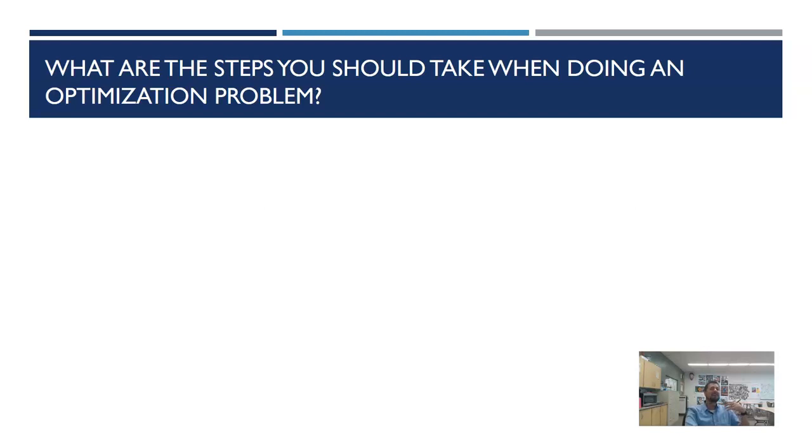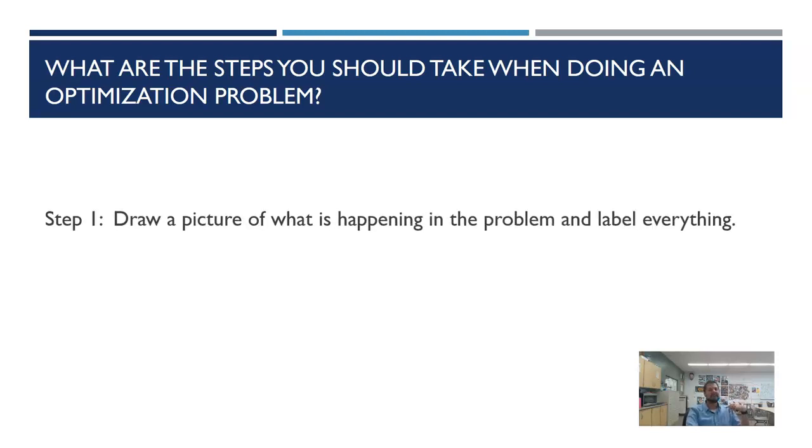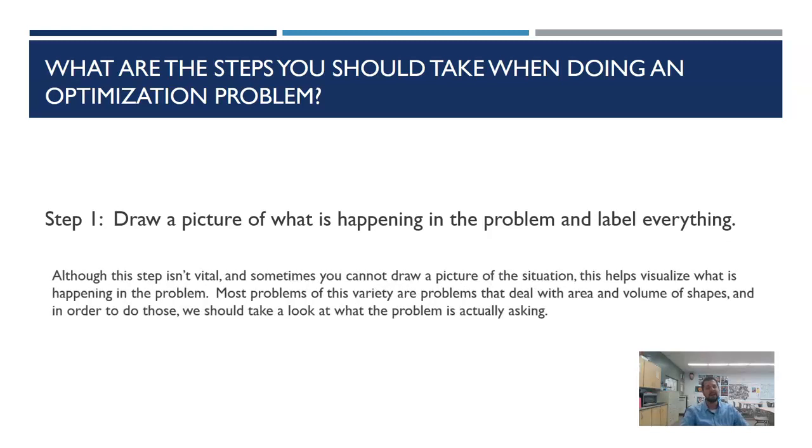Okay, so there are steps that we should take when we do an optimization problem. Step number 1 every single time is you should draw a picture of what is happening in the problem and label everything. These are not complicated pictures. Most of them will be rectangles. Some of them will be triangles. Some of them are simple three-dimensional shapes. None of them are super hard, but you need to label everything.